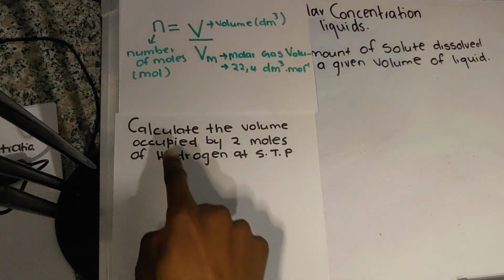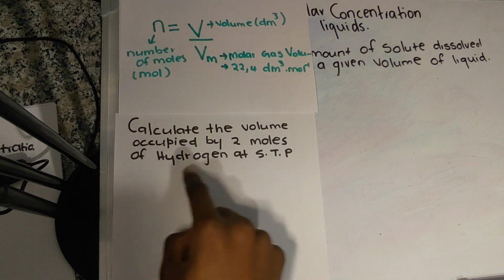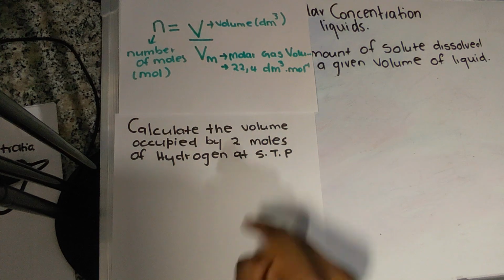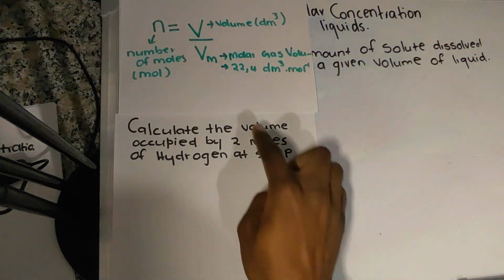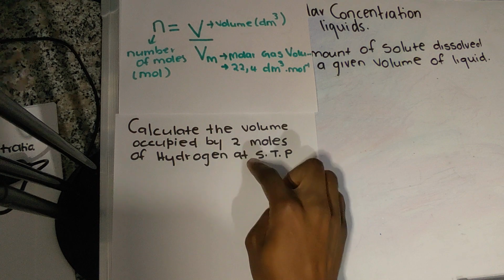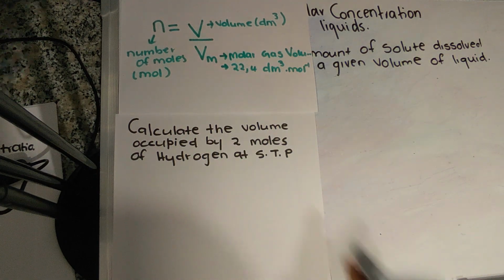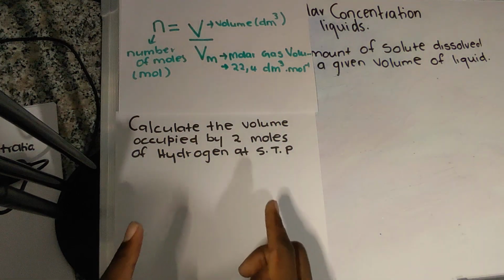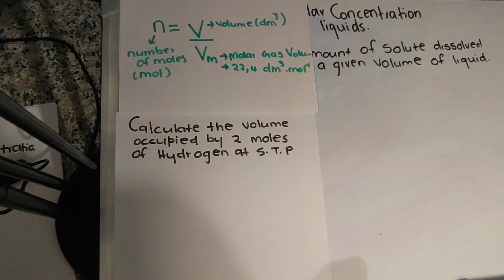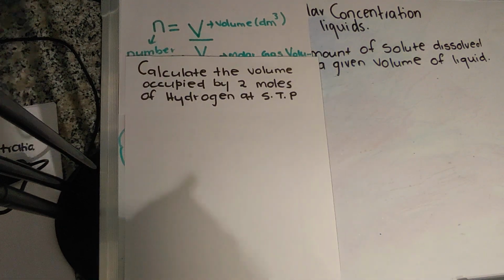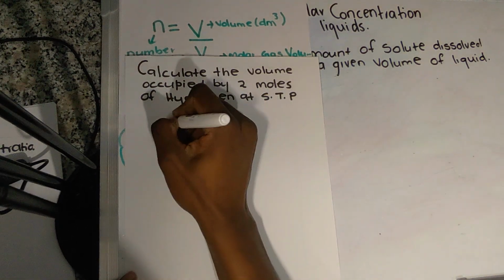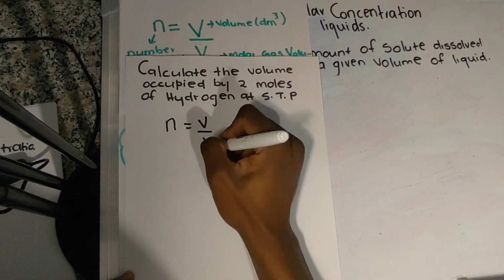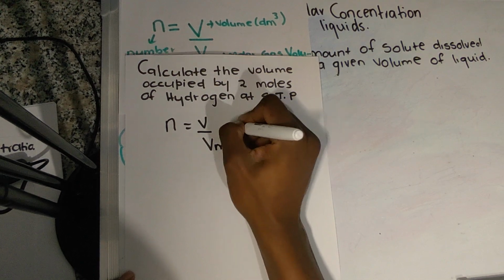The question says, calculate the volume occupied by 2 moles of hydrogen at SCP. Under the standard conditions of temperature and pressure, as indicated earlier, they want us to find the volume if we're given this number of moles at SCP. At the mention of SCP, learners can use that formula to find either the number of moles or the volume occupied by the gas. Now let's find the volume. There's our formula: the number of moles is equal to the volume over the molar gas volume. Now we continue to substitute.